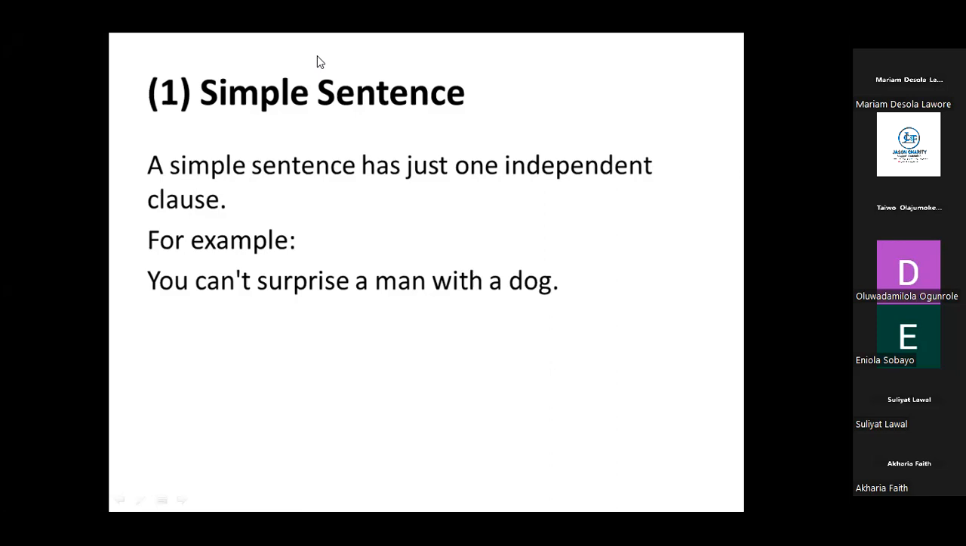A simple sentence will have one main clause in it. So with the example that we have, you can surprise a man with a dog, you can see that it is just a simple sentence. It has one verbal structure in it, coordinating and making sure that the sentence is well written. It's an expression that is straightforward.